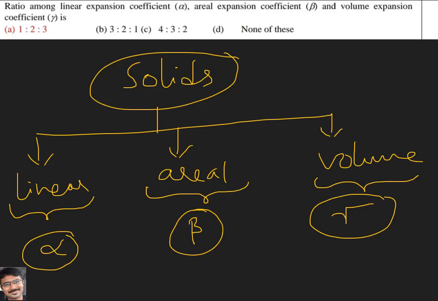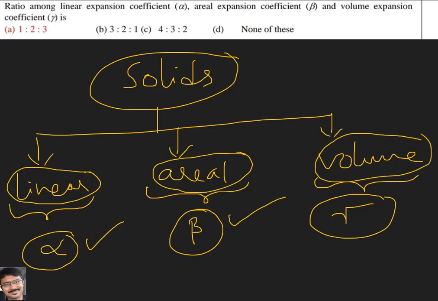Whenever we take solids expanding, if you take lengthwise expansion, then we use the term alpha to explain the nature of material, and for area-wise expansion we use beta for explaining the nature of material, and volume we discuss with gamma. So here alpha, beta, gamma are the coefficients of expansions in solids: linear, areal and volume expansion.